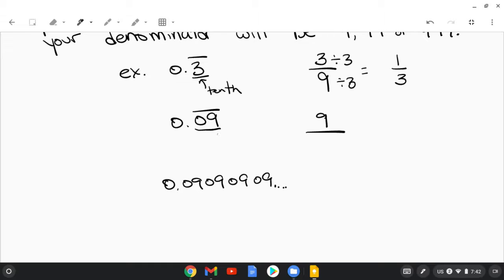But what is this place value? It's not the tenths, it's the hundredths. And so I would write this one over 99. I can divide both of these by 9, and I get 1 over 11 as my final fraction.